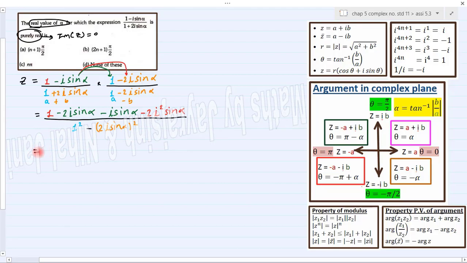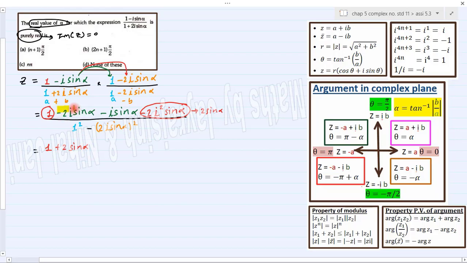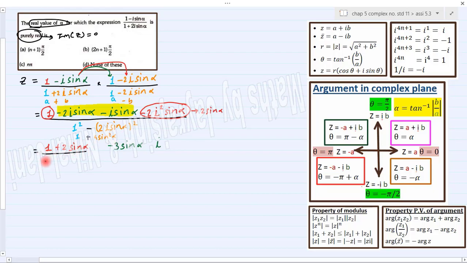So it's time to get the real part. This 2i squared sin alpha will become -2 sin alpha. So the real part will be 1 - 2 sin alpha, and -2i sin alpha and -i sin alpha will give us -3 sin alpha i, and in the denominator we have 1 + 4 sin squared alpha. So let's give an individual denominator of 1 + 4 sin squared alpha.